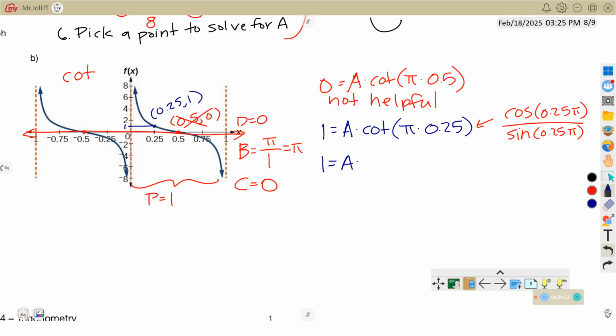Need some confirmation. Should be 1, yeah. If it wasn't, I'd be worried, because again, we know at pi over 4 sine and cosine are equal. They're both root 2 over 2. Yeah, good. So A is 1. Y equals cotangent of pi x. Happy face.